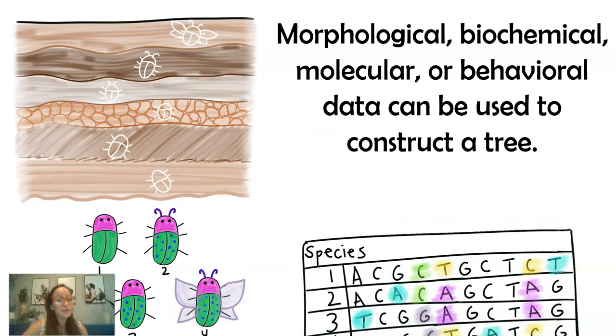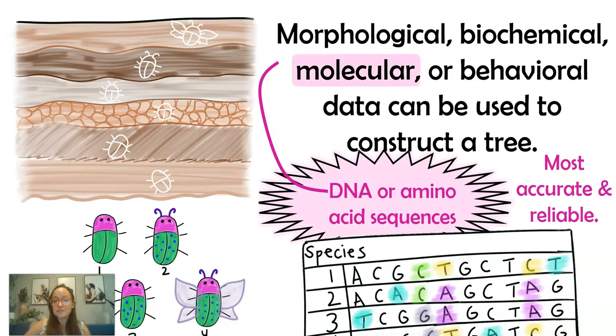You have your molecular data, which is going to be like DNA sequence or amino acid sequence, which really is going to be the most accurate and the most reliable data. So if given a choice, you're going to want to use DNA sequence or amino acid sequence, or the differences in amino acids or the differences in nucleotides between species to determine their evolutionary relatedness. Now, behavioral data can also be used as well.